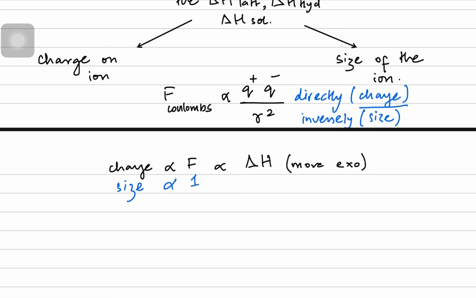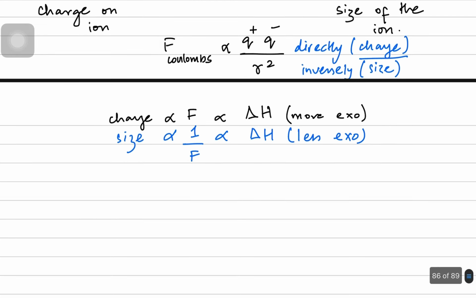Let me write it like this. Forces would be less. And that is why enthalpy values would be less exothermic. They are always exothermic, we should know this. This is out of question. But it's about more or less exothermic. Let me give you an example.